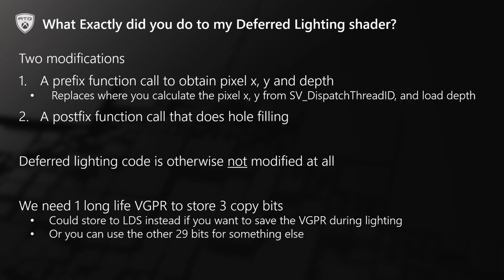We do need one spare vector general purpose register, to use AMD parlance, and that's storing the 3 copy bits for whether we are copying the end result horizontally, vertically, or diagonally. It's possible that you could store this to group shared memory if you wanted that register back, or you could use the other 29 bits of that register for something else.